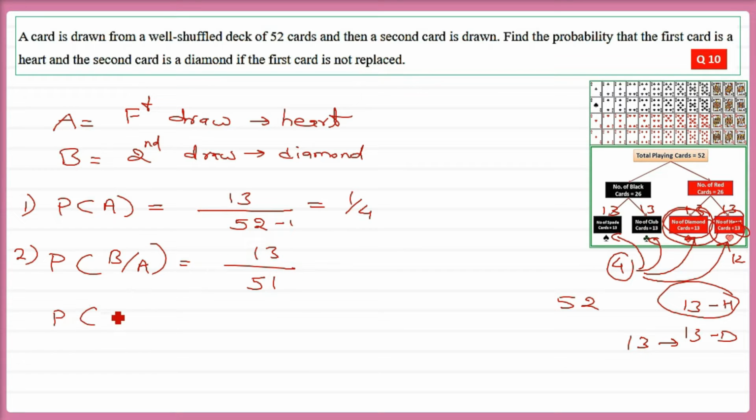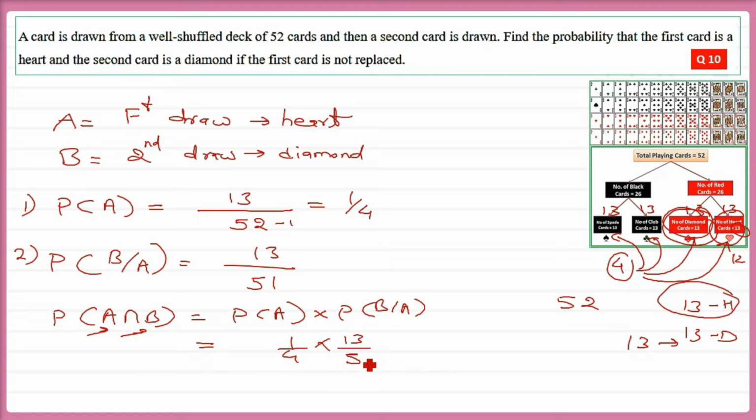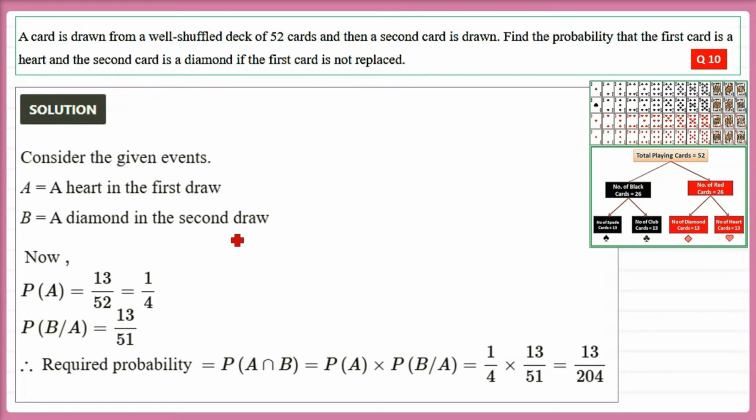So the probability of getting a heart and then a diamond is A intersection B, and this will be equal to the probability of A, that is the probability of the first card, multiplied by the probability of getting a second card. So P(A) into P(B given A). So this will be 1 by 4 multiplied by 13 by 51, and this comes out to be 13 by 204. Now this is how it is going to be written, and this is a formal way of doing it.